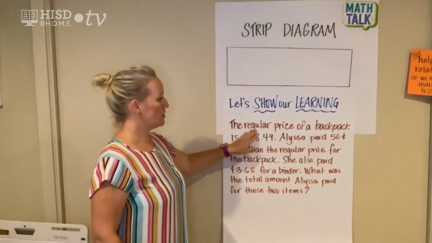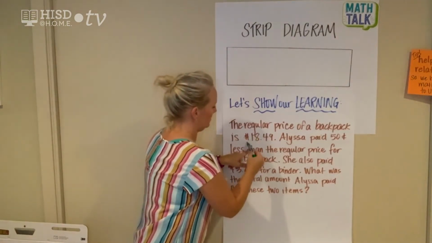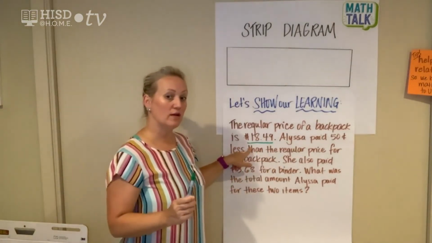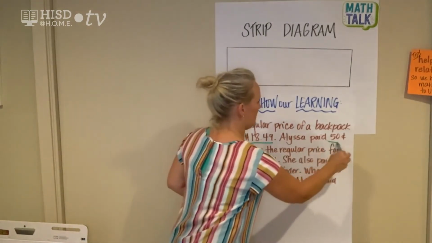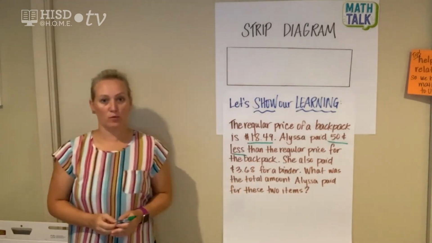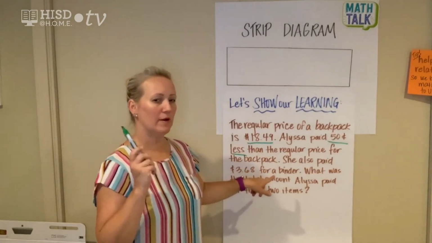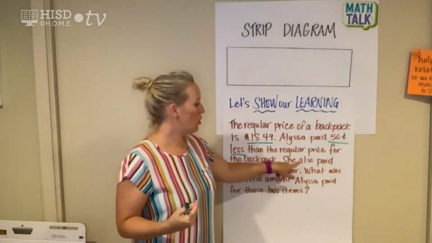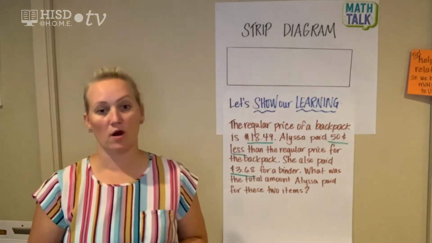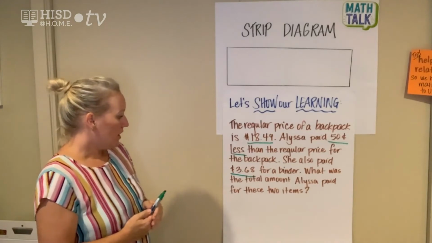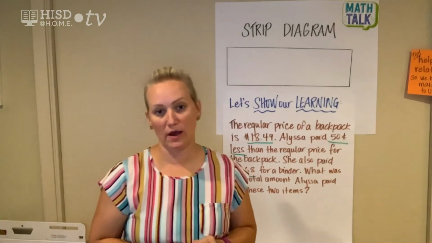Okay, so let's read this together very slowly. And as we read the problem together, I'm gonna underline some important parts. And most importantly, I'm gonna underline the question. Okay, the regular price of a backpack is $18.49. That's the regular price. Alyssa paid 50 cents less than the regular price. So she's paying less for the backpack. Think about that. So we're talking about a backpack. She also paid $3.68 for a binder. What is the total amount Alyssa paid for these 2 items?